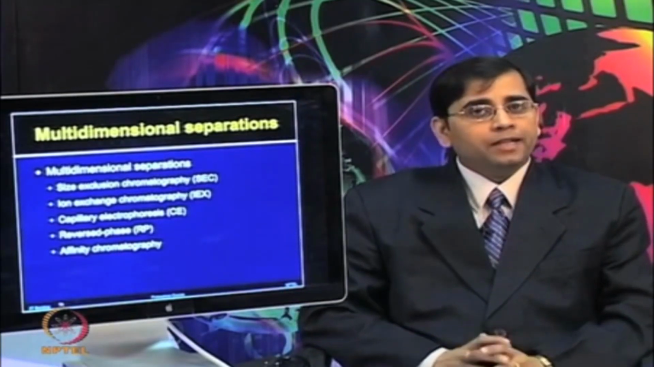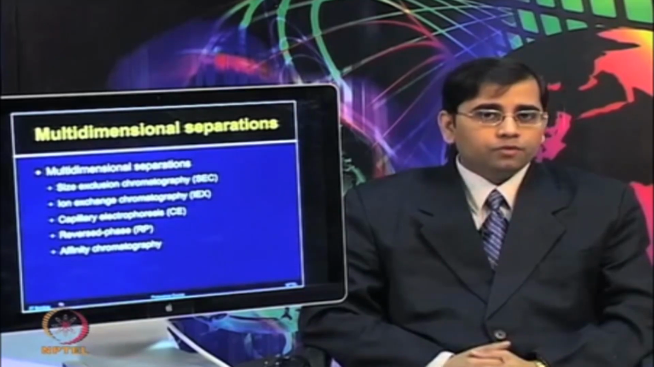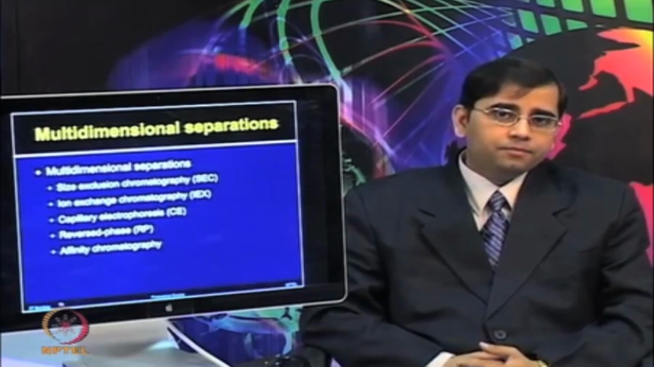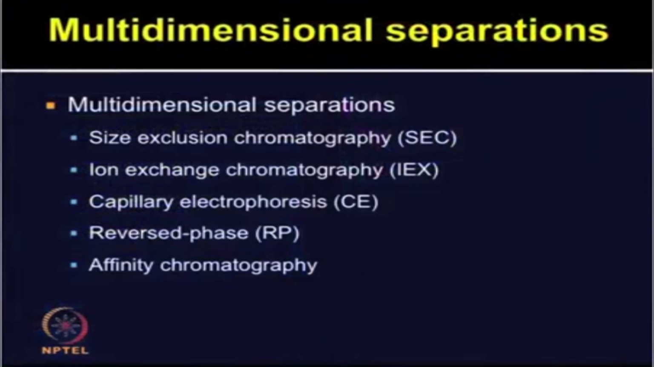Different types of principles are involved in separating these peptides. One can use size exclusion chromatography, which separates based on molecular weight or size, ion exchange chromatography based on charge, capillary electrophoresis based on charge, reverse phase based on hydrophobicity, and affinity chromatography, which is based on biological interactions.